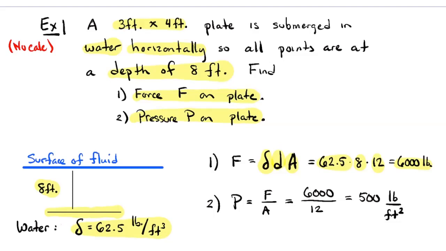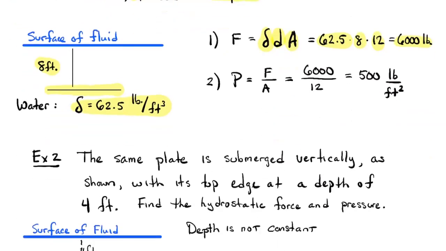What's pressure? Pressure is force per unit area. So you just take the force calculation above and you divide it by the area. So 500 pounds per square foot. 500 pounds per square foot of pressure on that surface. Okay, not a calculus problem because the depth is constant. You can guess what example 2 is going to be then.